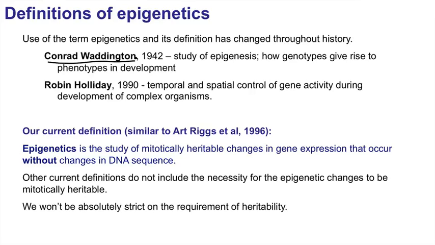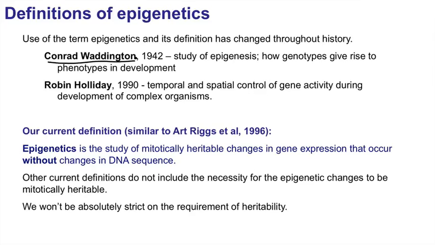In 1990, Robin Holliday updated this definition, and he took into account basically 50 years of science, and said that epigenetics is really the temporal and spatial control of gene activity during the development of an organism. The definition that we will use for this course, and that's commonly used in the epigenetics field, has a little bit more molecular detail to it.